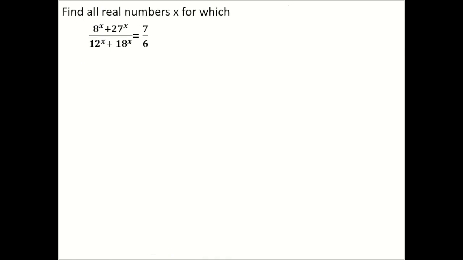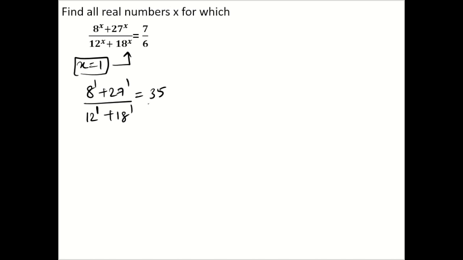So now substitute x equal to 1 in the question, which is 8 power 1 plus 27 to the power of 1 divided by 12 to the power 1 plus 18 to the power 1. This is equal to 35 divided by 30, and this goes off with 5 times 7 and 5 times 6, which is equal to 7 by 6. So yes, x equal to 1 is one of our solutions.